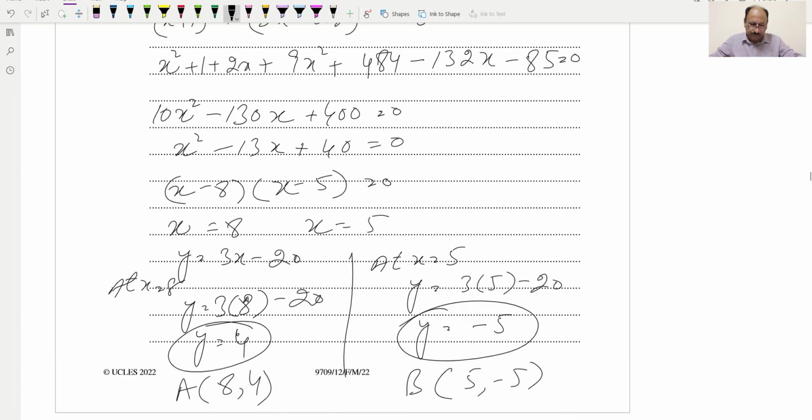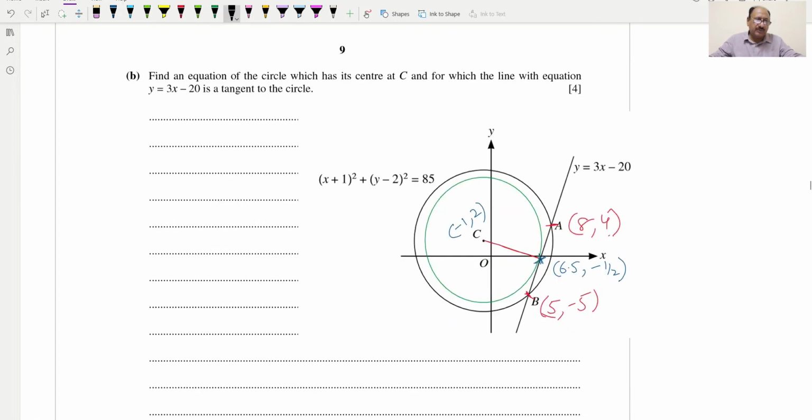Yes, this is done. Now part b is saying find an equation of the circle which has its center at C and for which the line with this equation is tangent to the circle. This is a 4-mark question, and this green circle is not part of the question. I have added it for your explanation. It's the same circle, and this is the equation of the line, and they're saying it's tangent to the circle.